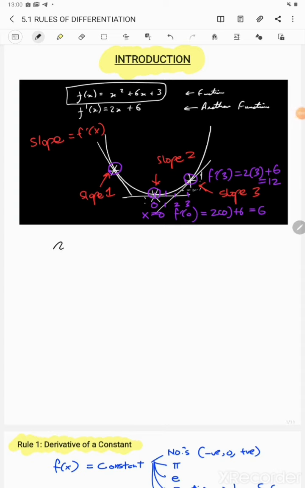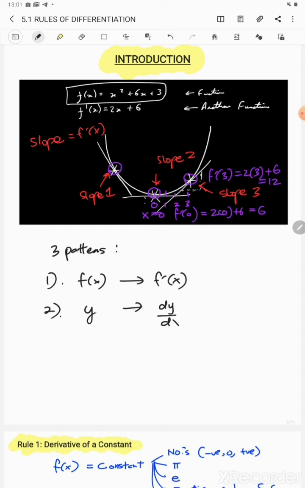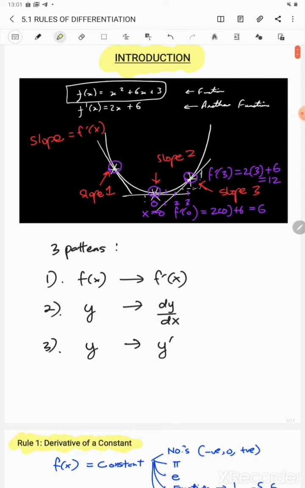For information, there are 3 patterns to write differentiation. The first one, if this is in terms of f(x), differentiate this, you can write it like this, f prime x. Second pattern, you see y, differentiate this, you can write as dy over dx. And number 3, also y, when we differentiate this, you can also use y prime. So these are 3 patterns for you to remember, and you can apply them in the questions later.